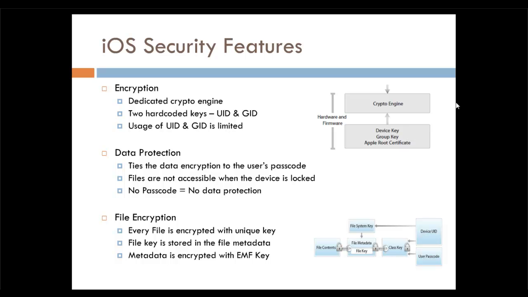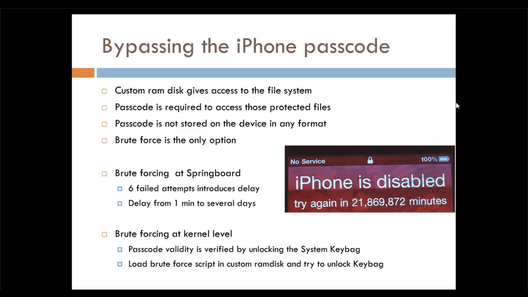Let's look at file encryption. There are different stages in file encryption. On an iPhone device, every file is encrypted with a file key, and the file key is stored in the metadata. The file metadata is again encrypted with the file system key, which is generated from the device UID. If the file is marked as protected, it is also encrypted with a class key, which is generated from the UID and the passcode. This much complication is involved in how files are stored on an iOS device. So this is fine, and the data is encrypted with the user's passcode.